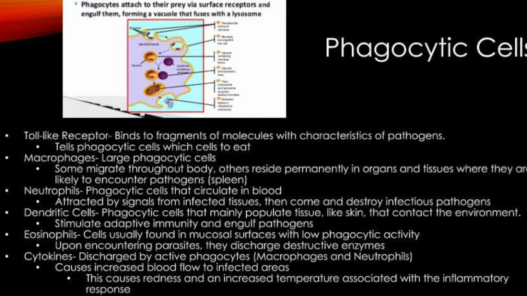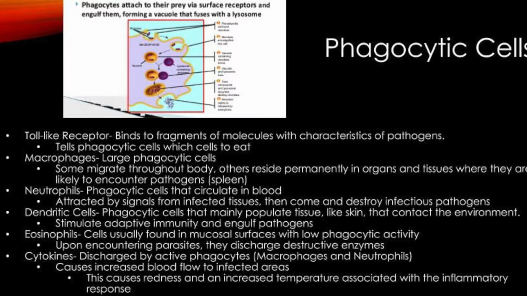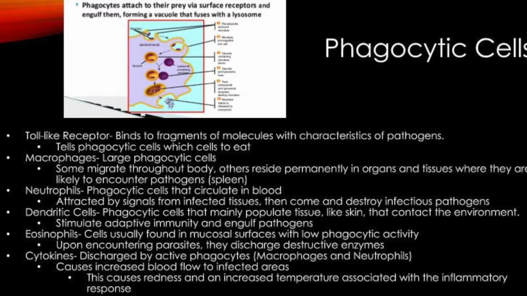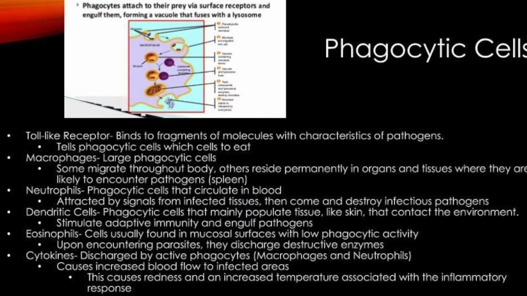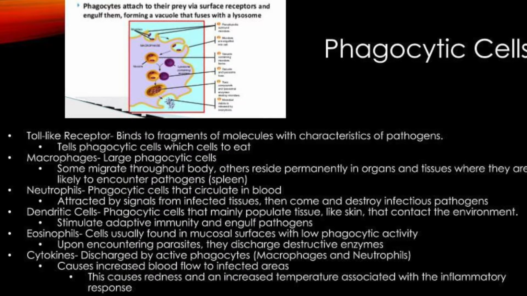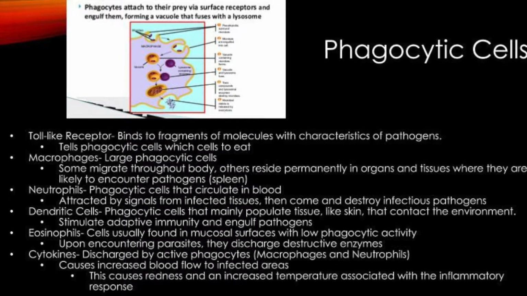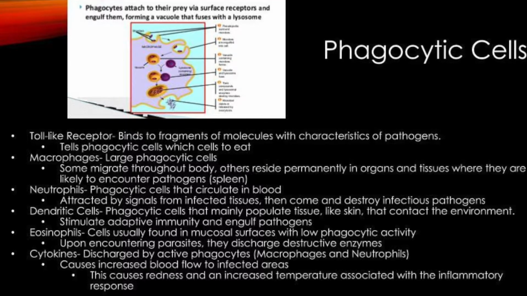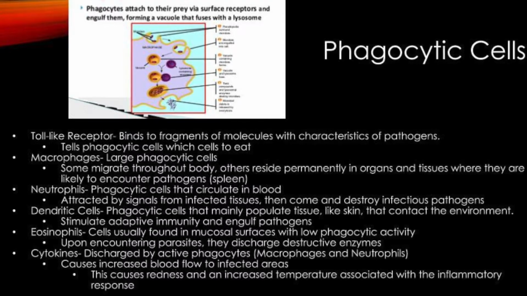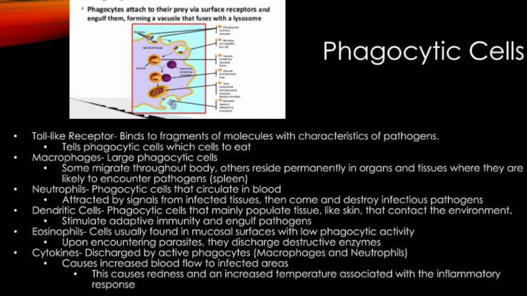Phagocytic cells. Toll-like receptors bind to fragments of molecules with characteristics of pathogens. It tells the phagocytic cells which cells to eat. Macrophages are large phagocytic cells. Some migrate throughout the body, others reside permanently in organs and tissues where they are likely to encounter pathogens, like the spleen.